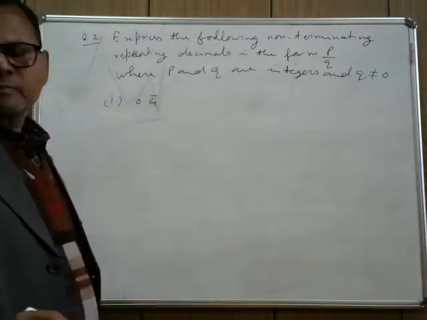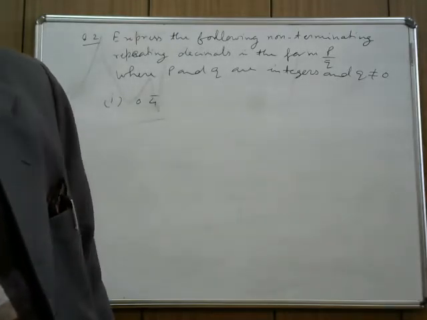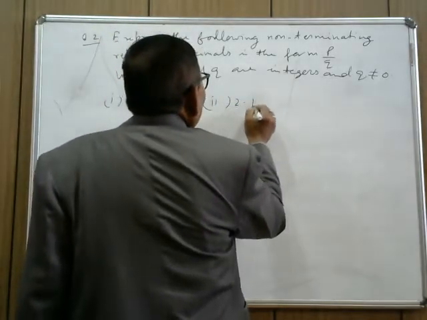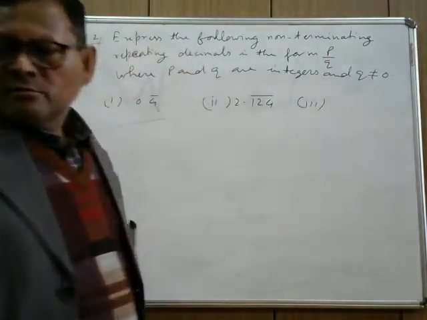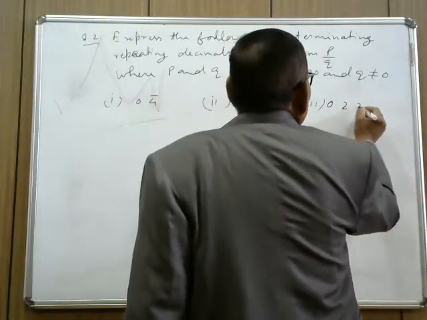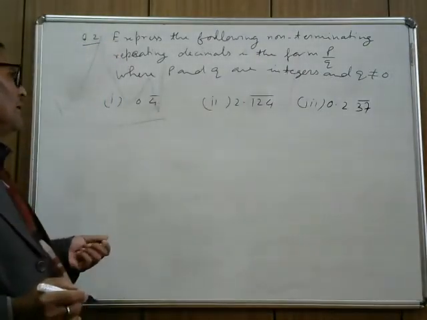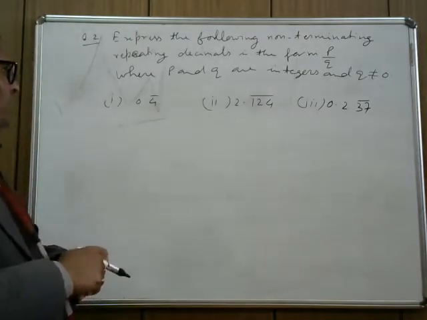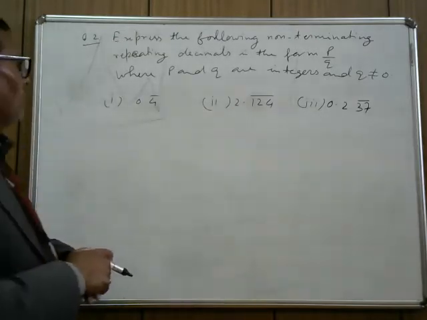There is a bar above the digit 4. Next one, 2.124 bar. Third, 0.237 bar. You can observe in the question that there is a bar above the digit, which means that digit repeats infinitely. You have to convert that decimal number in the form p by q.